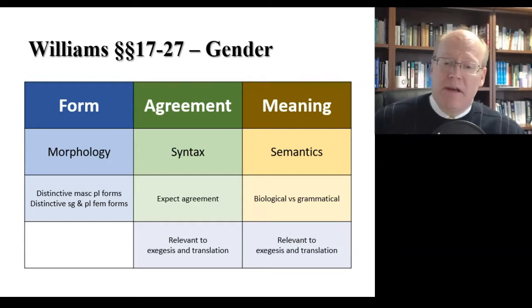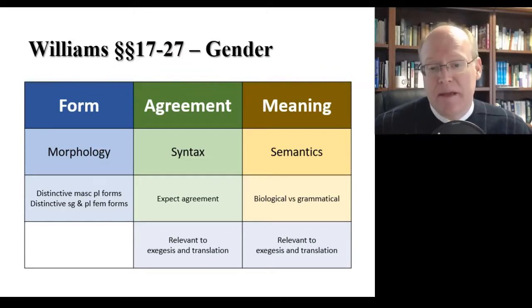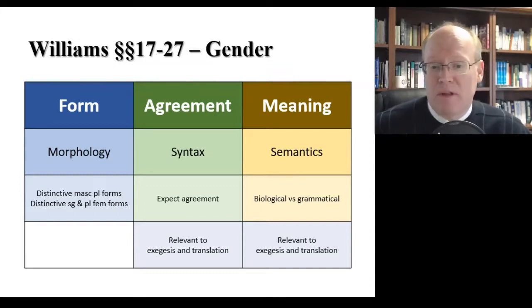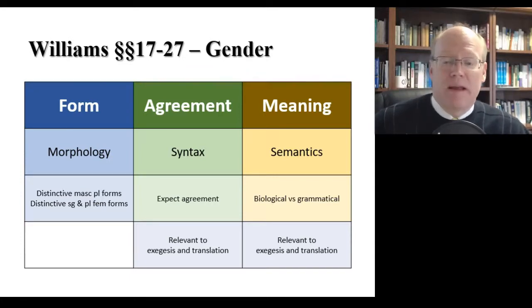Nonetheless, semantic gender is relevant to exegesis and translation, because if in a given situation you have a male and a female, the way to indicate who is being referred to will be to make use of morphological gender in general. That is, we expect feminine forms to be used when referring to a feminine person or animal, and the same with masculine. There are exceptions to most of this, but these are the general rules.